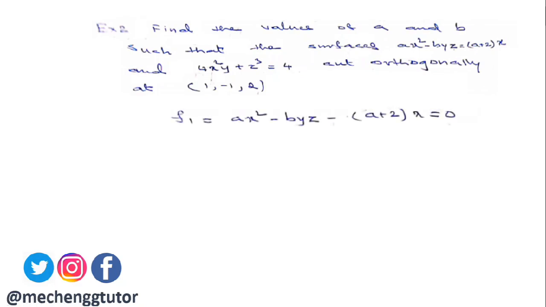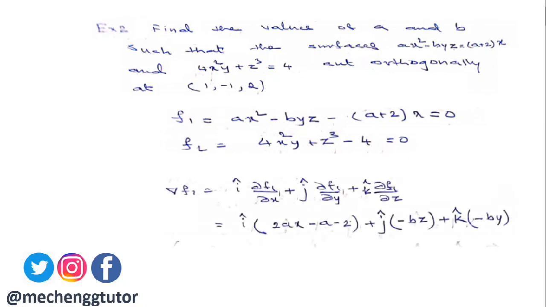Denote the two surfaces as f1 and f2. So f1 is ax square minus byz. Collect all terms on one side. Minus of a plus 2 into x is equal to 0. f2 is 4x square y plus z cube minus 4 is equal to 0.